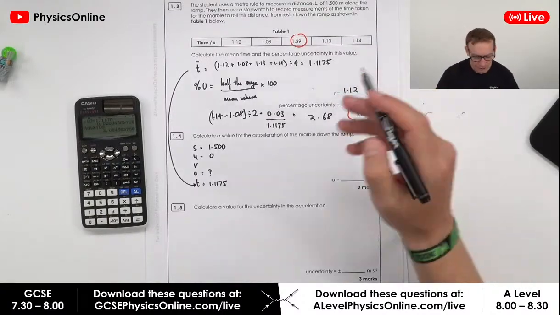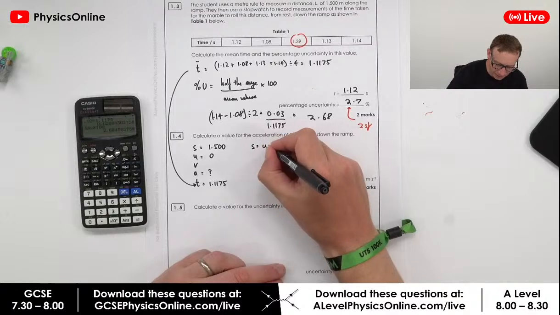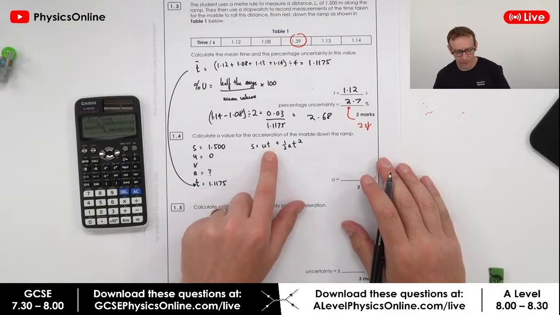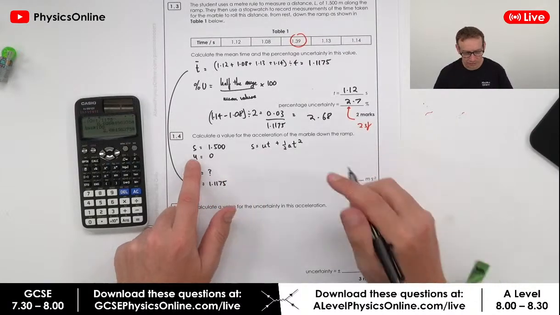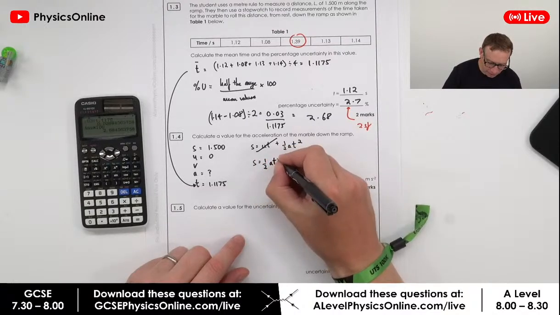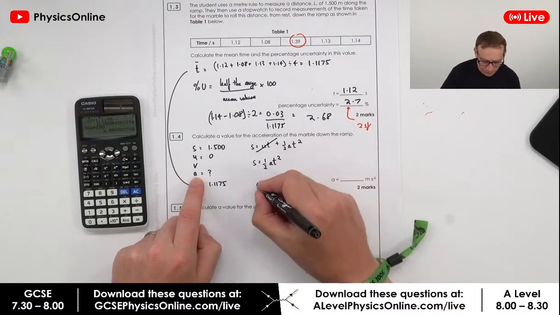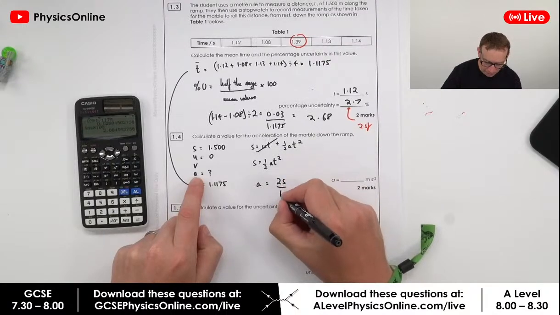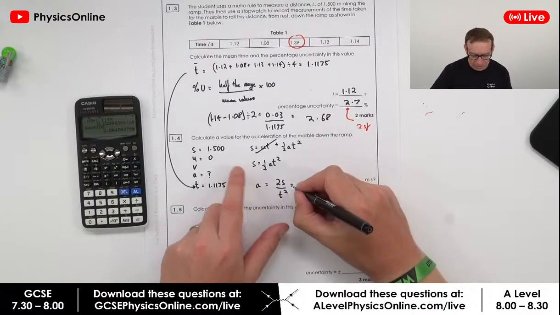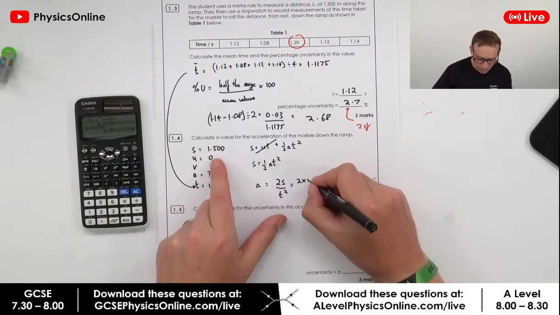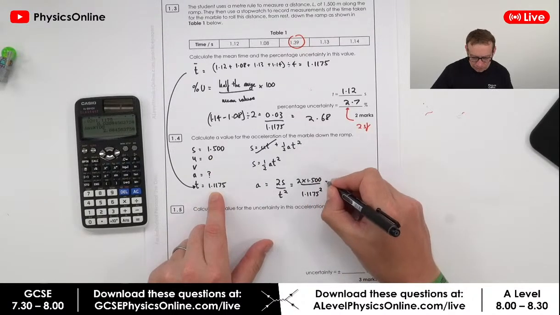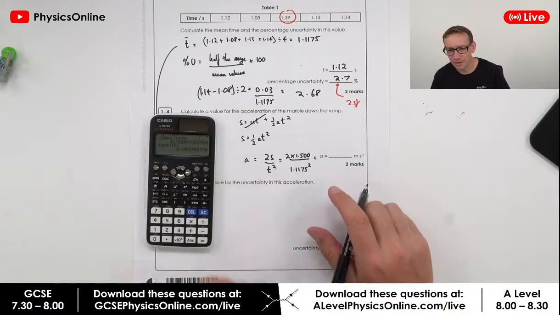So the next part then is we need to think about, well, if S is equal to ut plus a half at squared, so that's the SUVAT equation that doesn't have a v term in it. U is 0, so that first bit is 0. So S is equal to a half at squared, and we want to work out the acceleration. The acceleration is equal to 2s over t squared. Okay, that's all it is. And then we just need to put some numbers in. So the 2 times s is going to be 2 times 1.500, and then our t is 1.1175 all squared. So this is just an easy couple of marks.